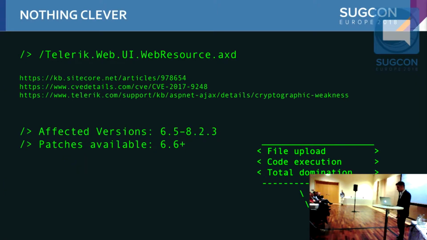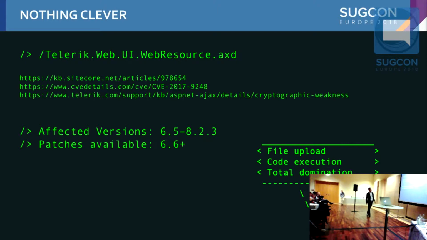So what are we looking for? Well, if you go to the SUGCON known vulnerability page, you'll find a description of some module called Telerik. You will also find that SUGCON warns you this might lead to code execution on your servers.